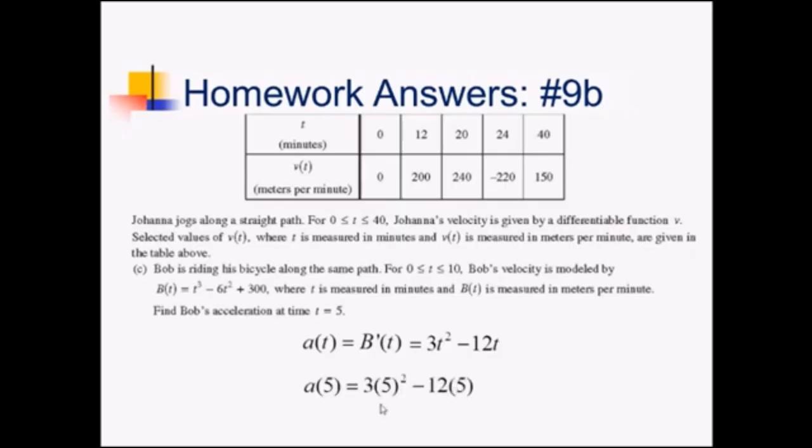So our acceleration at time 5 is going to be, well, let's see here. We've got 3 times 25, so 75, minus 60. So that's a grand total of 15, and that's going to be meters per minute squared.